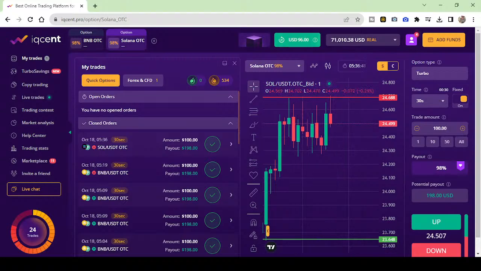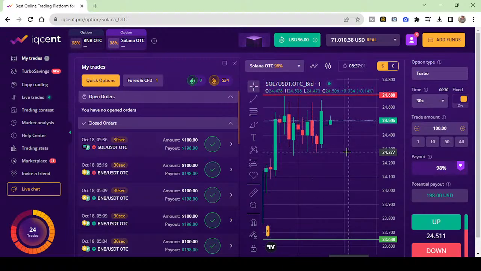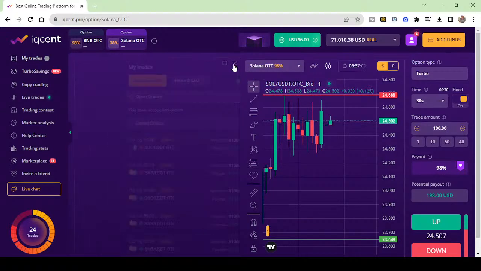And we won it. So we got a $98 profit extra. 98. And our profit till now is at 686. So 7 trades, 7 wins.